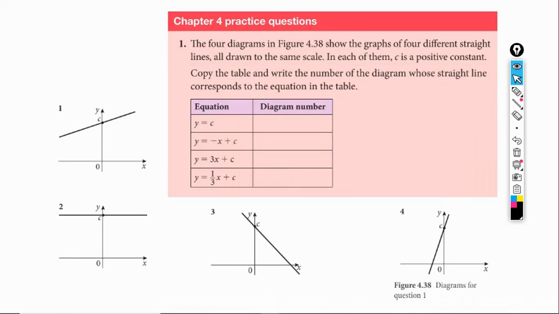Hi everyone. So here we are working on practice 4 for chapter 4. And this is question number 1.